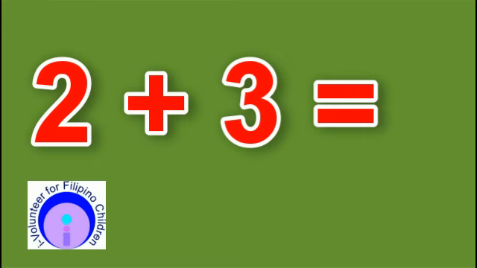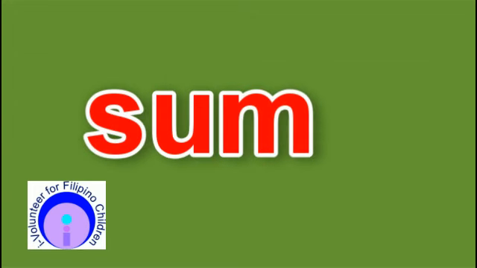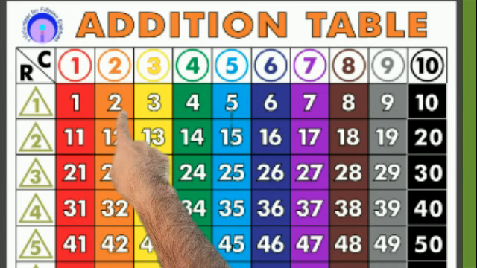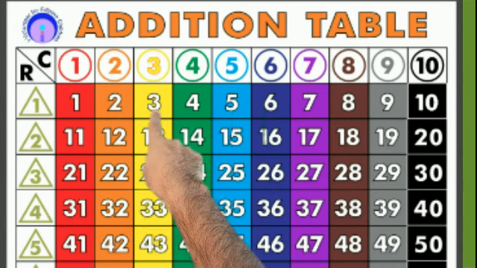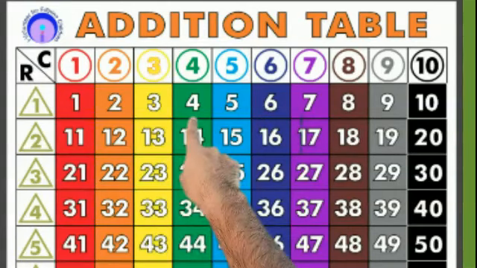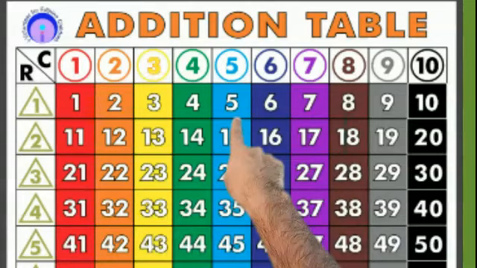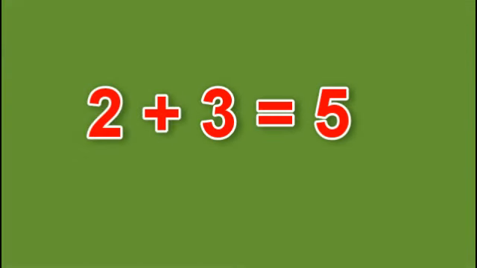Our next example is 2 plus 3. What is the sum of 2 plus 3? Sum is the result of addition. This is number 2, and we are going to add 3. 1, 2, 3. 2 plus 3 is equal to 5.